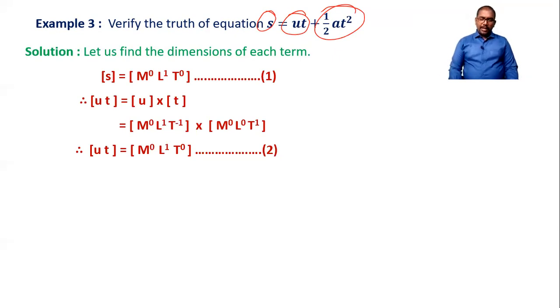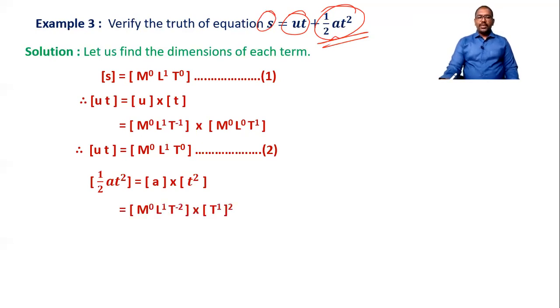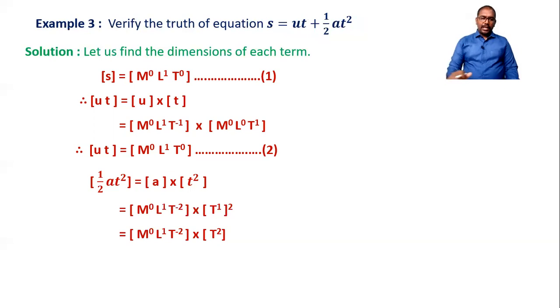In a similar manner, we can write the dimension of the third term, half at square. Half is a number and doesn't have a dimension. So it is the dimension of a multiplied by the dimension of t square. Let me find the square first: the dimension of a as it is, and the dimension of t square. After multiplying these two, we get the dimension M0 L1 T0, since T raised to minus 2 and T raised to plus 2 give T raised to 0 here. So this is equation number 3.